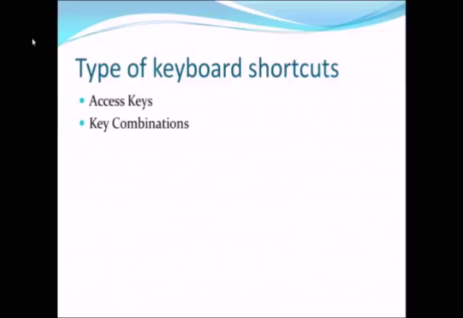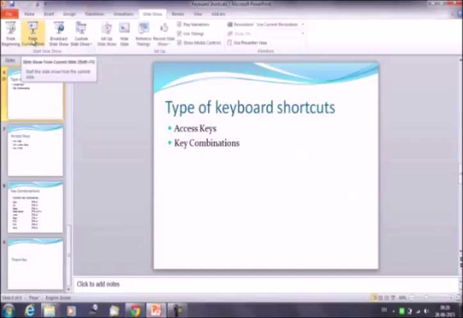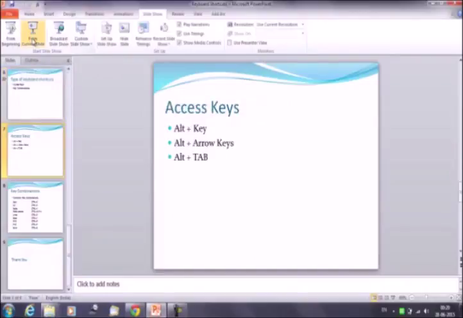Moving forward, let me show you the next slide, which is about the access keys. If you want to access tabs, buttons, menus without the help of the mouse, you can do it with the help of the access keys. First step is to press the Alt key. Suppose I am on this area, if I press the Alt key on my keyboard, it's going to highlight certain letters like H for home, N for insert, then G for design. These are certain letters assigned to these tabs which are going to be highlighted.